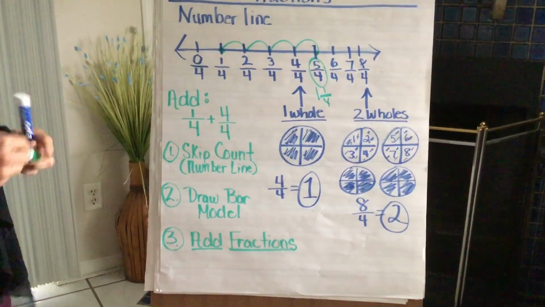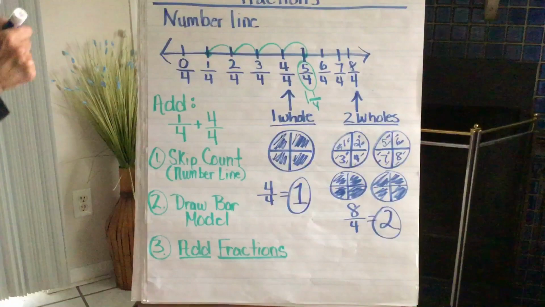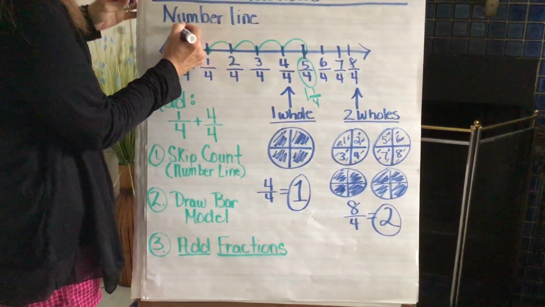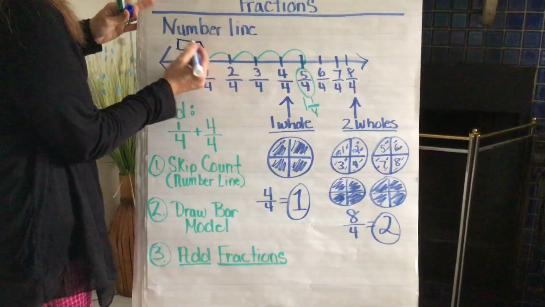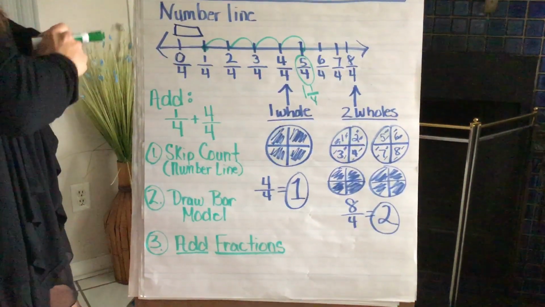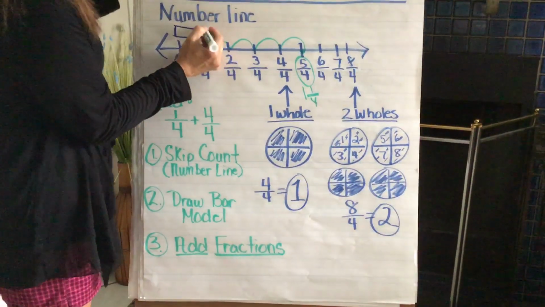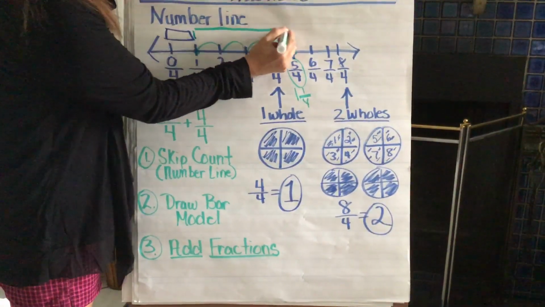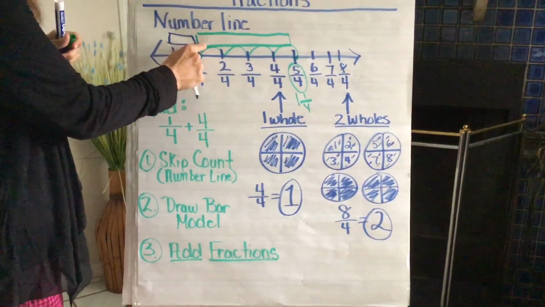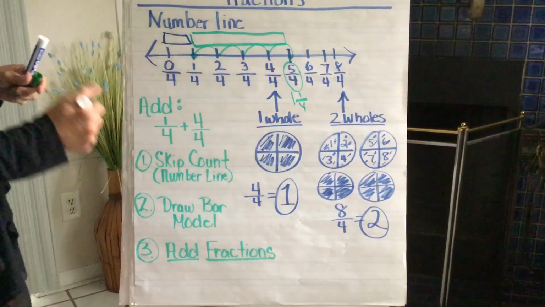The second way is to draw a bar model. So if I want to draw a bar model, I know that I have, okay, 1/4. There's that. And then I have to add 4/4. So now I'm going to kind of let skip counting, add 4/4 more. And 1/4 plus 4/4 is again 5/4.